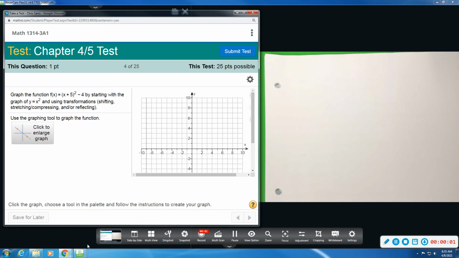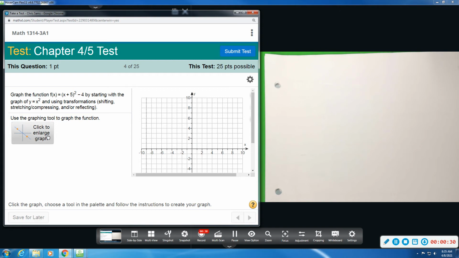Okay, number 4, we're going to graph this function by starting with the graph of x squared. And we're going to be using transformations. We're going to be shifting, stretching or compressing, and reflecting. So we're going to compare this graph equation to the parent, and the plus 5 from transformations will move the graph left 5, and then the minus 4 will go down 4.